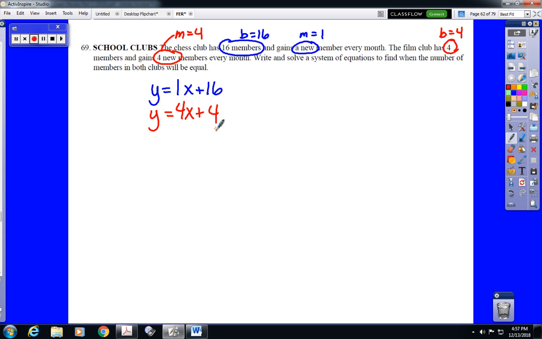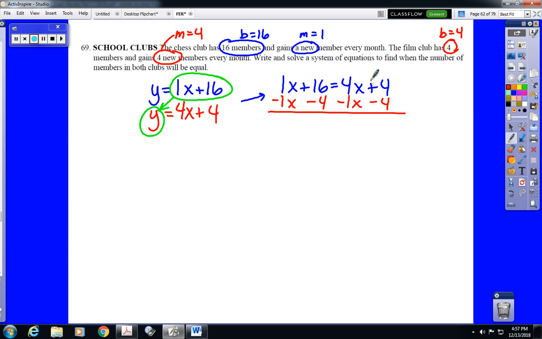Now they want to know when these numbers will be equal. So what we're going to do is we're going to substitute. We're going to take the right side and we're going to plug it in for the y in the second equation. So that would give us the equation 1x plus 16 equals 4x plus 4. We're going to move the x's to one side by subtracting 1x from each side. And while we're at it, we're going to move the 4 by subtracting 4 from each side. That will give us that 12 equals 3x. And then we are going to divide by 3, which will give us x equals 4.